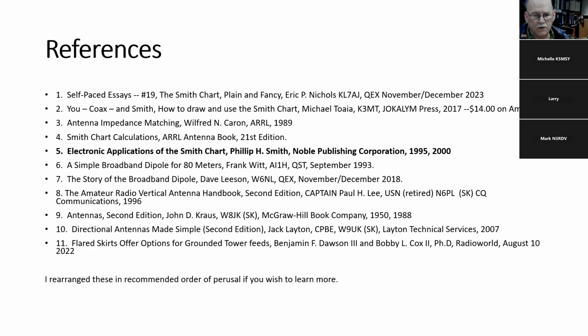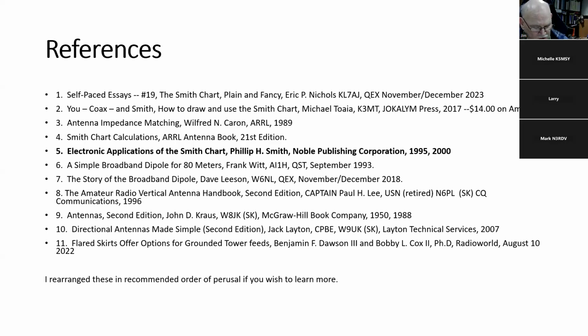The next reference is Antenna Impedance Matching by Wilfred Karen, published by the ARRL in 1989. And if you look, you see there's a whole lot of orange stickies in my copy. Basically it's a bunch of examples of using the Smith chart to take a set of impedances that you have at the antenna and match it to something your transmitter will like.